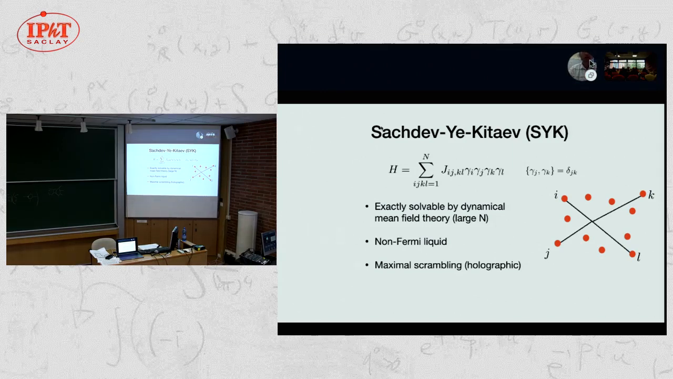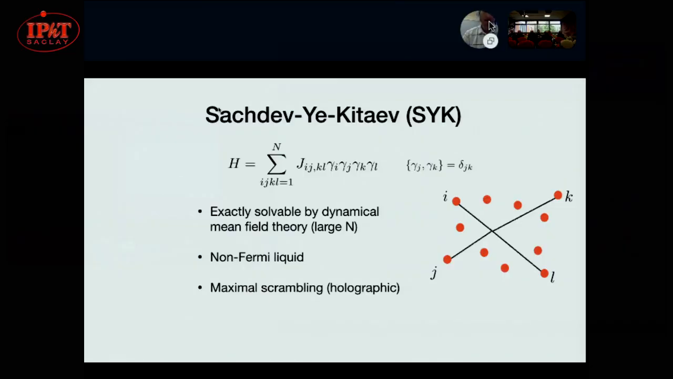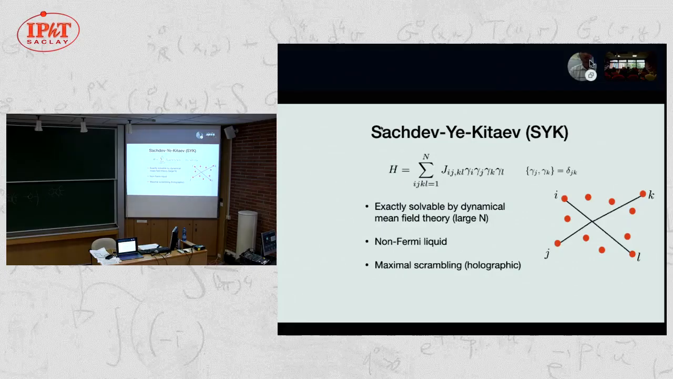independent and full. In the large N limit where you have a lot of fermions interacting, this model is exactly solvable by the so-called dynamical mean field theory, or Schwinger-Dyson equation. Basically, the action becomes classical. What's also remarkable about this theory is that if you go to low temperature, to 0 temperature, it realizes a non-Fermi liquid, so its excitations are not described by quasi-particles. Another remarkable feature is that it realizes so-called maximal scrambling.